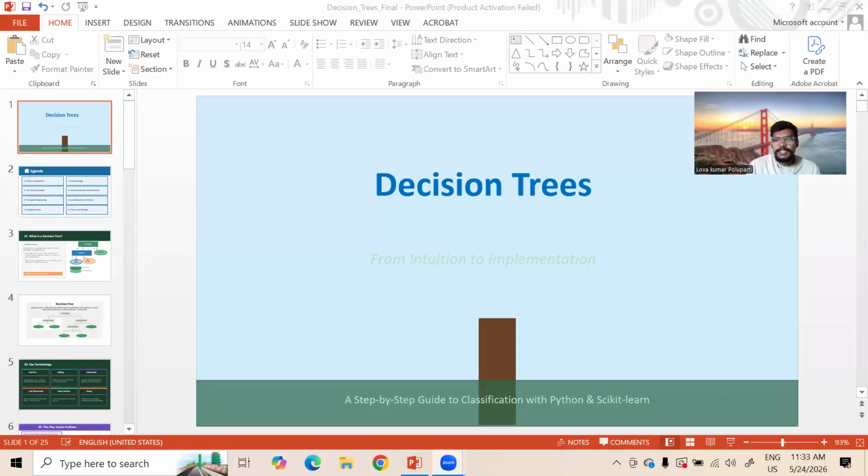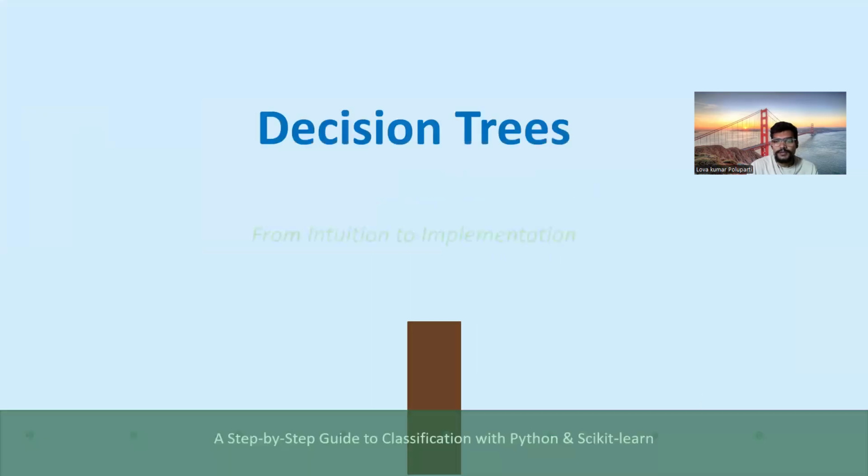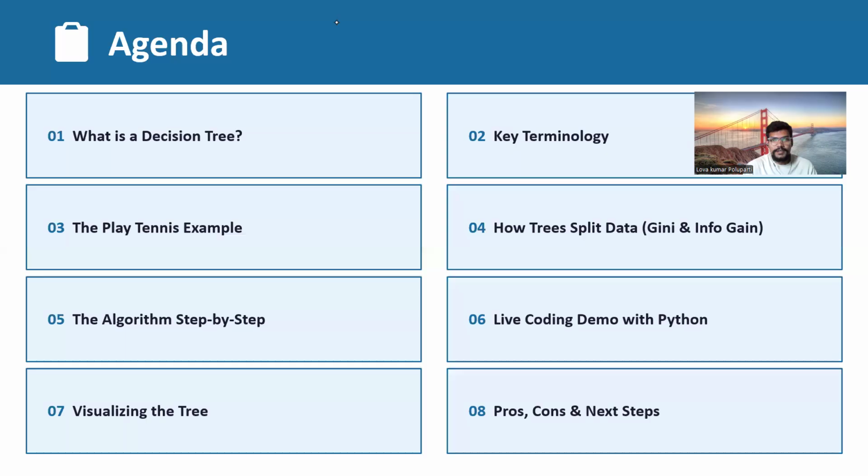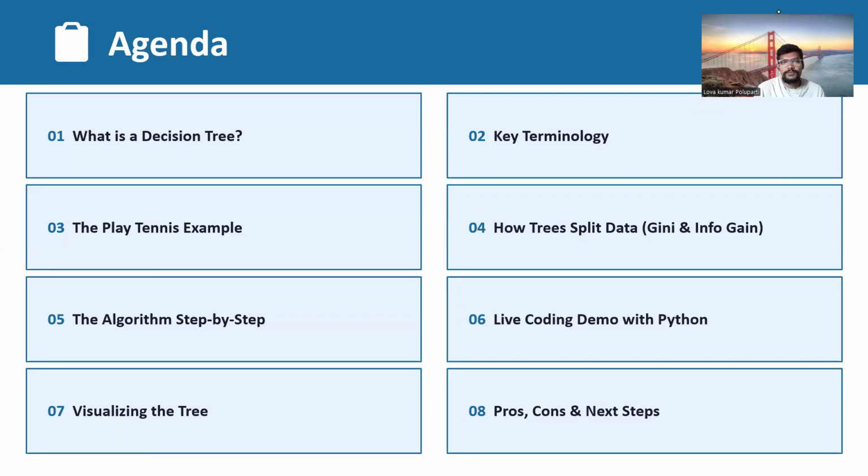So decision tree is one of the machine learning algorithms. People are using this one like anything. Let's start. What exactly I'm going to explain here is, first of all, what is the decision tree, and what are the key terminologies belonging to this.